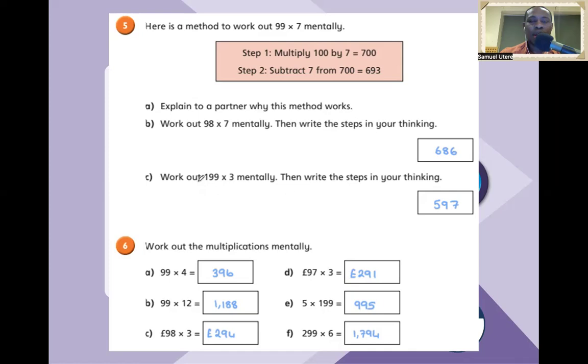Here you're asked to work out 199 times 3 mentally. Well, you can use the same strategy. You can do 200 times 3 and then subtract 3 from your answer. And that would be 597. So 200 times 3 is 600, and then 600 minus 3 will be 597. And then you're asked to work out these calculations mentally using the same strategies we used above. Okay, let's move on. So make sure you mark your work and celebrate your success.